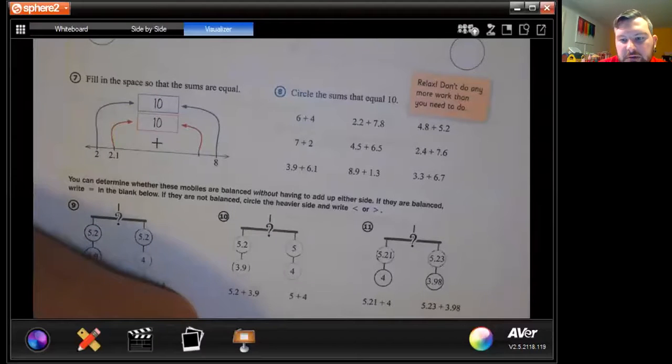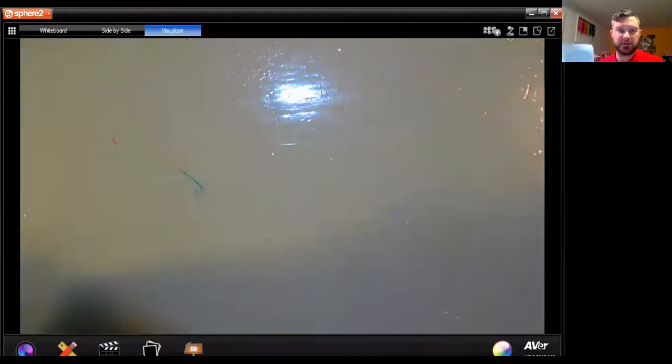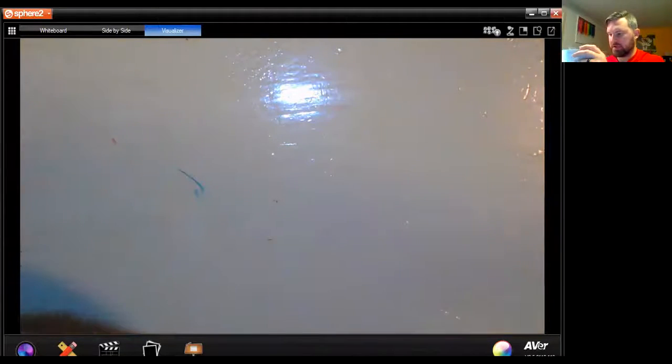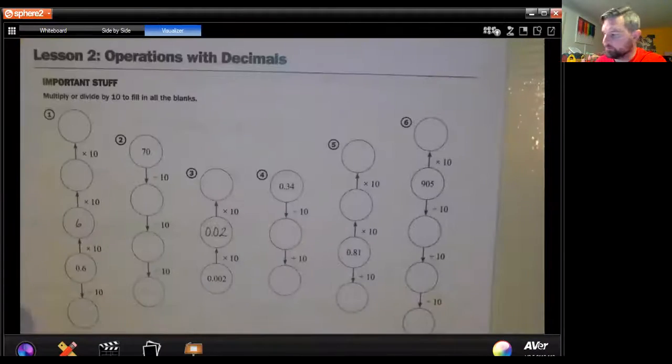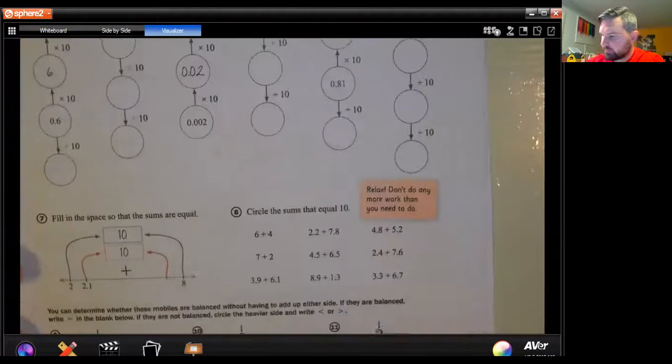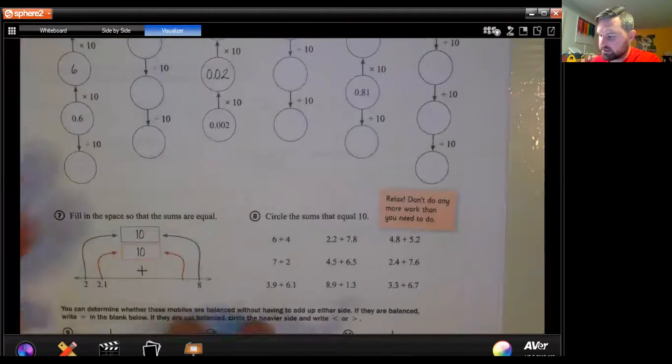Okay, so here on page 8, we're still talking about decimals and operations with decimals in this one. So we'll be looking at some multiplying and adding and subtracting and those kind of things. So here we have the important stuff. Again, we are on page 8, starting at the top.